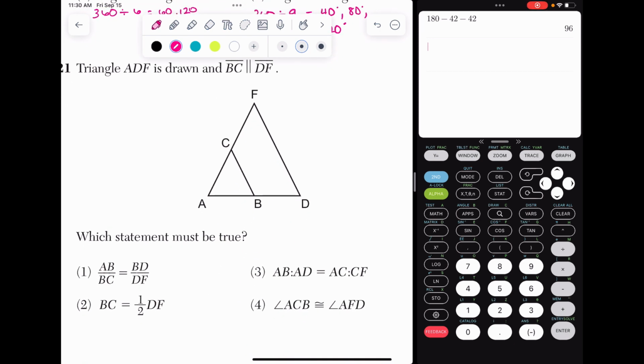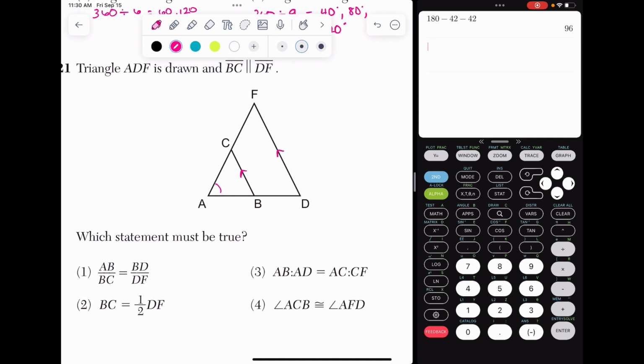Number 21, triangle ADF is drawn. BC is parallel to DF. Let's mark that. These triangles are definitely similar to one another. That's because they both share angle A. So A is congruent to itself by the reflexive property. And therefore, those triangles are similar. Similar triangles have corresponding congruent angles and corresponding proportional sides.